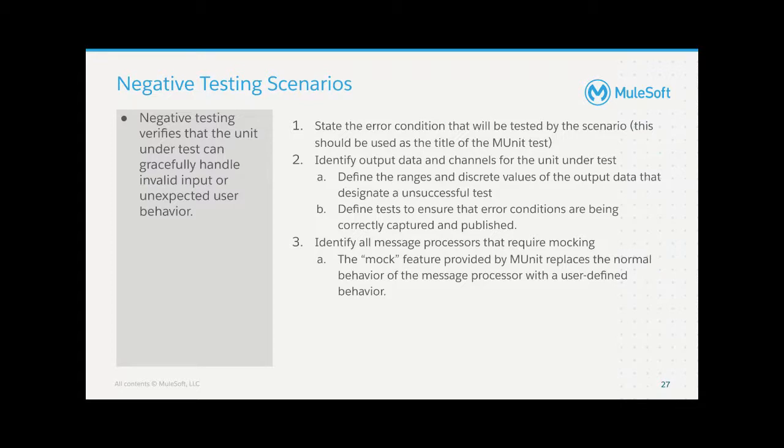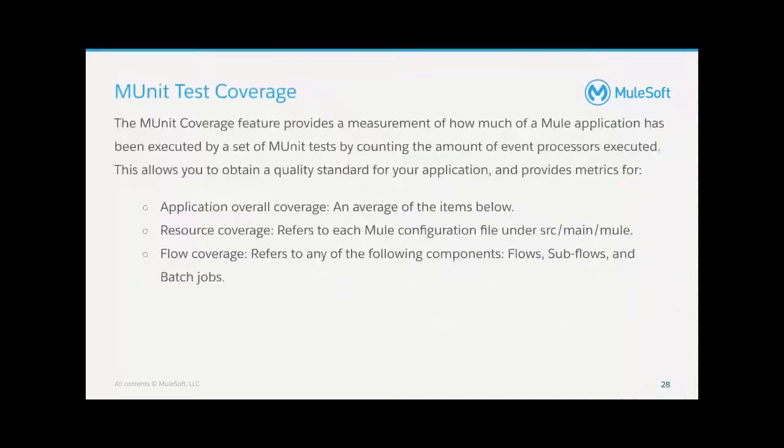MUnit test coverage. So the MUnit coverage feature gives you the measurement of how much of your application has been executed by MUnit testing. It gives you a count, and it gives you a report at various levels: at the application level, at the resource level, and at the flow level. At the application level, it gives you an average of how many processors within your application are being tested or at least covered by the MUnit. It gives you the resource level as well, so your API has different resources, and you get this level of detail too.